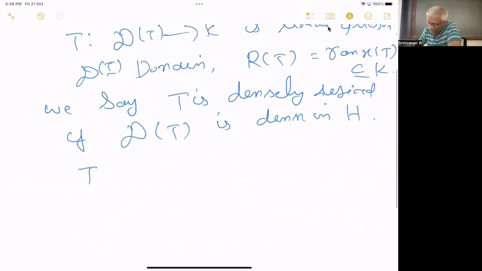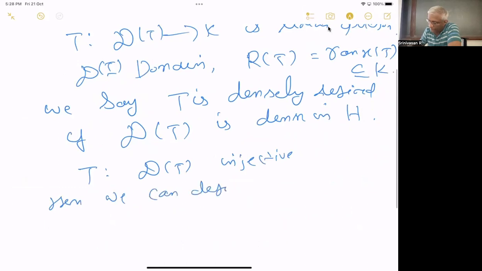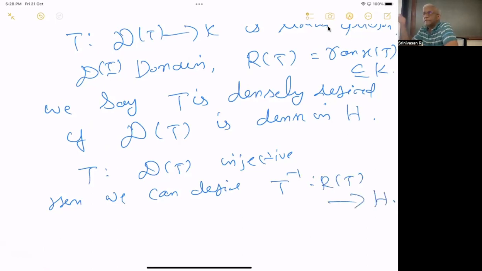If T is injective from D of T, then we can define T inverse from R of T to H. In fact, it will land up in D. So you don't need any condition. If it is injective, then there is an inverse. Injective, just one-to-one, is enough. You can take the range because it's not fully defined. It's not defined on the whole Hilbert space.